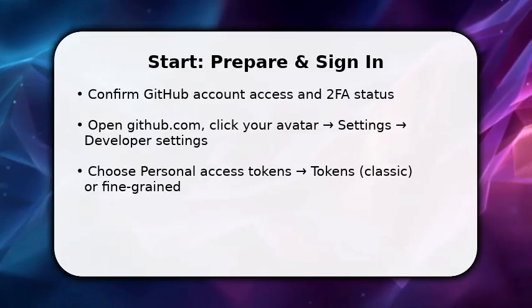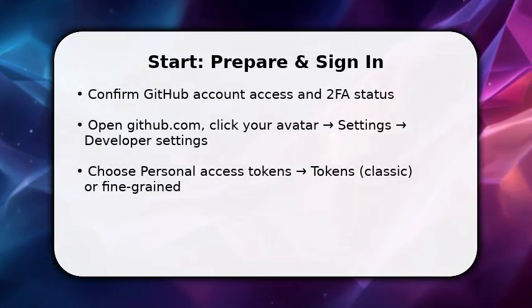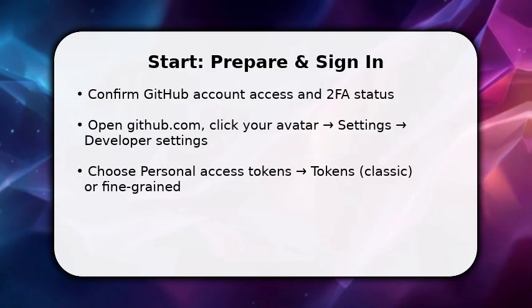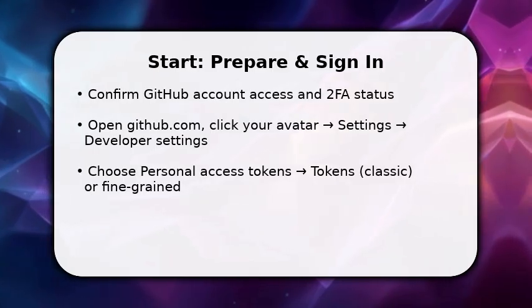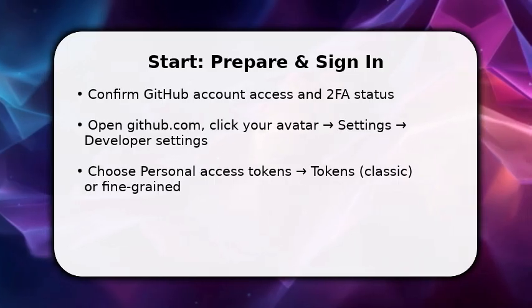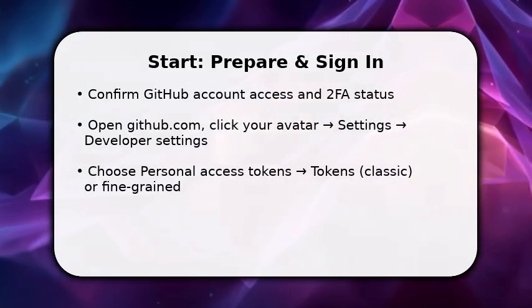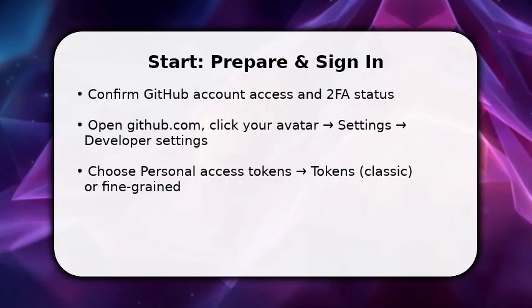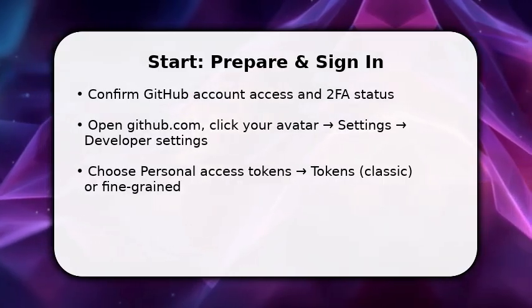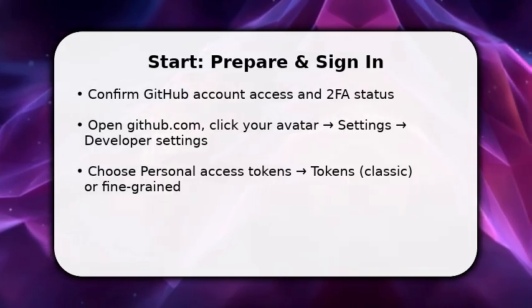You'll begin by confirming account access and two-factor authentication so token changes won't lock you out. Once signed in, go to your avatar, open Settings, then Developer Settings. This gets you to Personal Access Tokens. Choose whether you need a classic token or a fine-grained token based on repo scope. Make sure you have an SSH or HTTPS workflow decision ready, because the token will replace password-based Git operations.